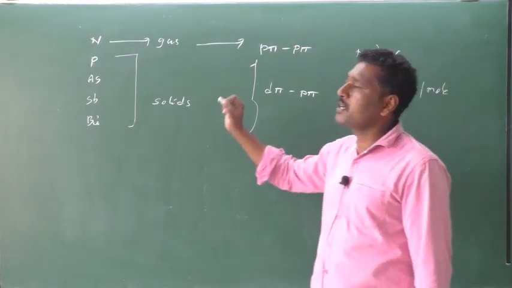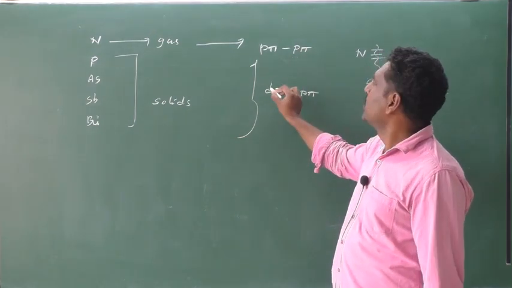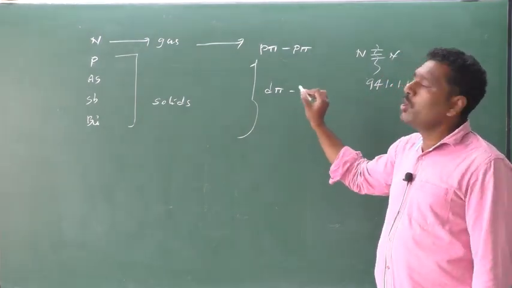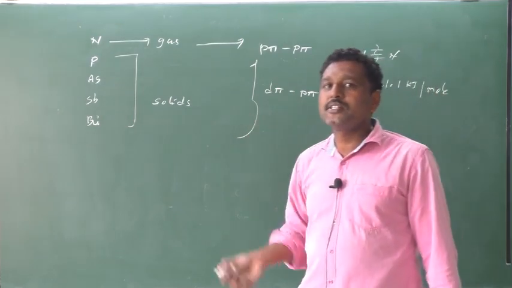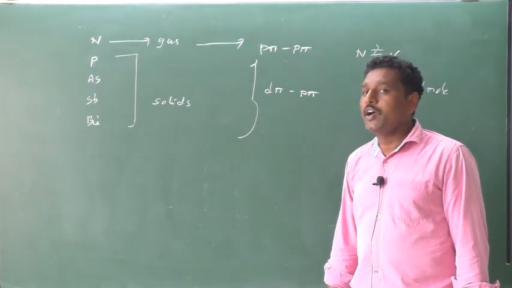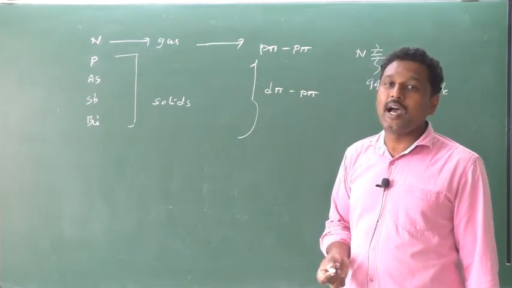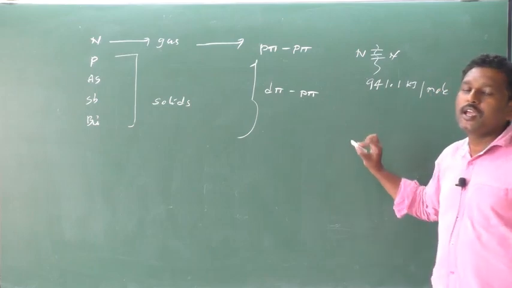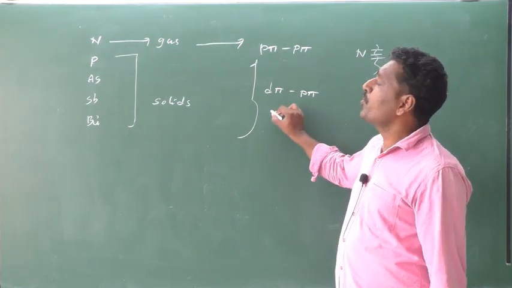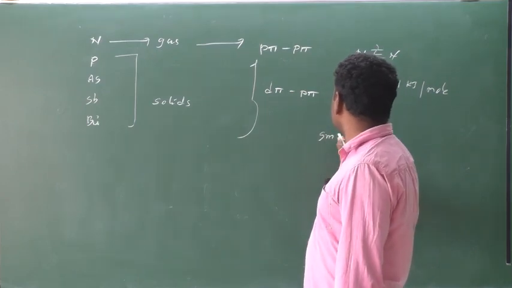So first one is gas, remaining all are solids, and it can form p pi-p pi bonds while the remaining form d pi-p pi bonds. There is no d orbital in the valence shell of nitrogen, but phosphorus, arsenic, antimony, bismuth have d subshells in the outermost orbit. Therefore they can form pentahalides. This is also one of the anomalous properties of nitrogen. Nitrogen can exhibit different properties. Why? Because of three reasons.